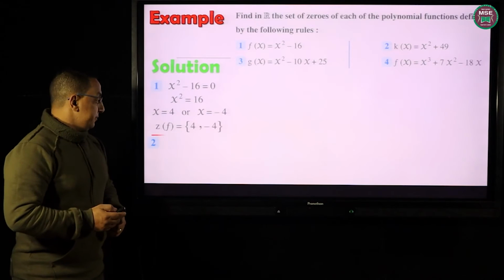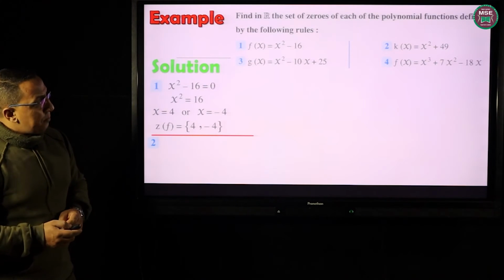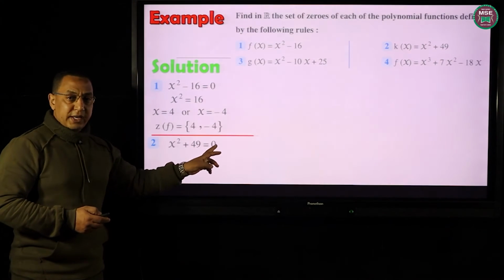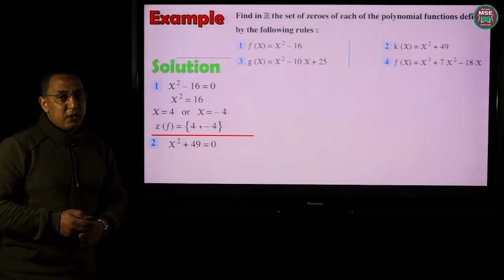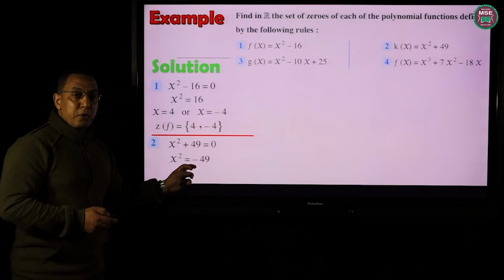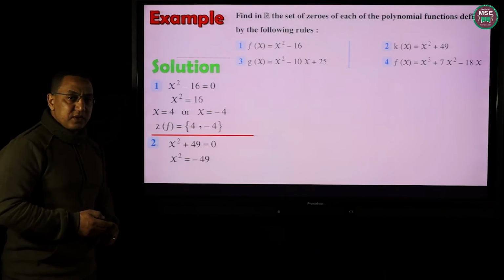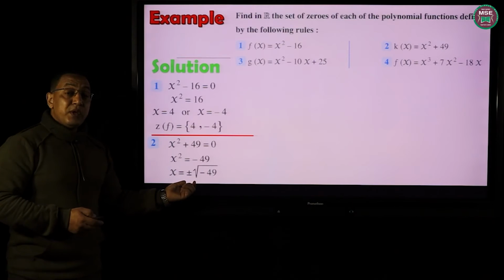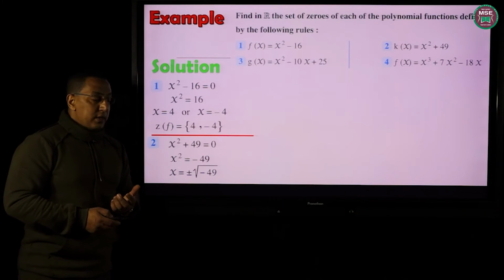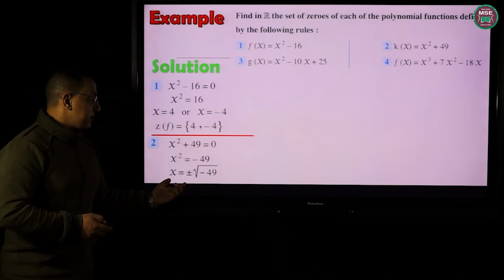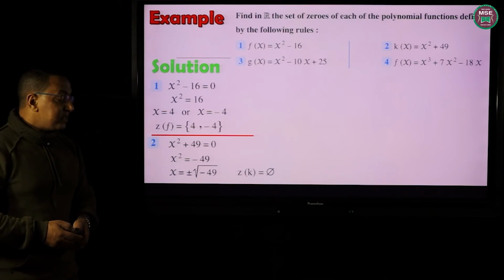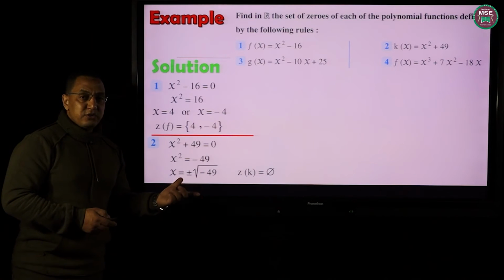Okay? Another one. x power of 2 plus 49, make it equal 0. By sending 49 to the right side, x power of 2 equals negative 49. By taking the square root for both sides, x equals negative or positive square root of negative 49. And we know that the square root of negative 49 is meaningless. So now I don't have any zeros for this function. So z of f here equals the empty set, because there isn't any value that makes the function equal 0.